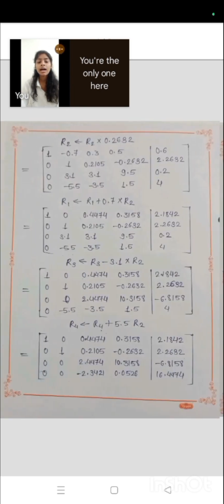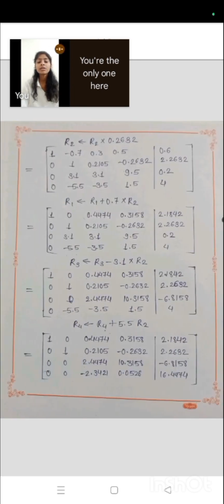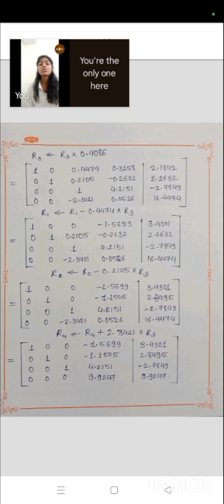So here the R3 value is 0, 0, 2.4474, 10.3158, and minus 6.8158. So we multiply those values by 0.4086. So here we write R1, R2 and R4 as it is, and only multiply R3. So we multiply R3, and the value will be 0, 0, 1 and 4.2151 and minus 2.7849.